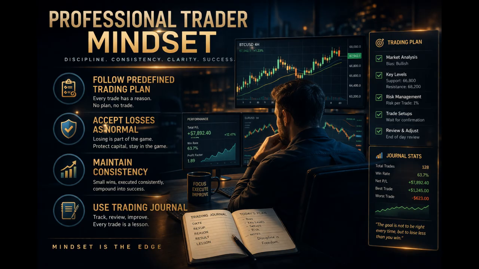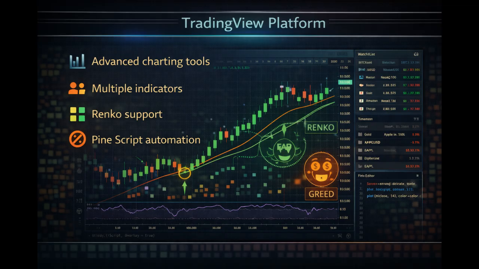Developing strong trading psychology requires practice, patience, and continuous self-evaluation. Over time, traders who cultivate discipline and emotional control significantly improve their chances of achieving consistent trading performance.